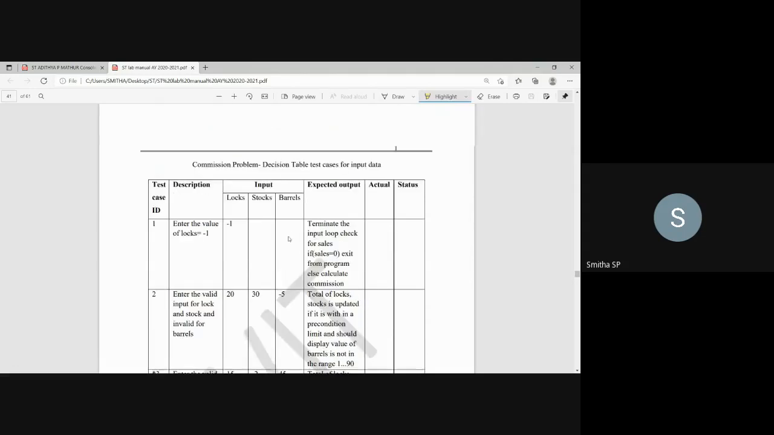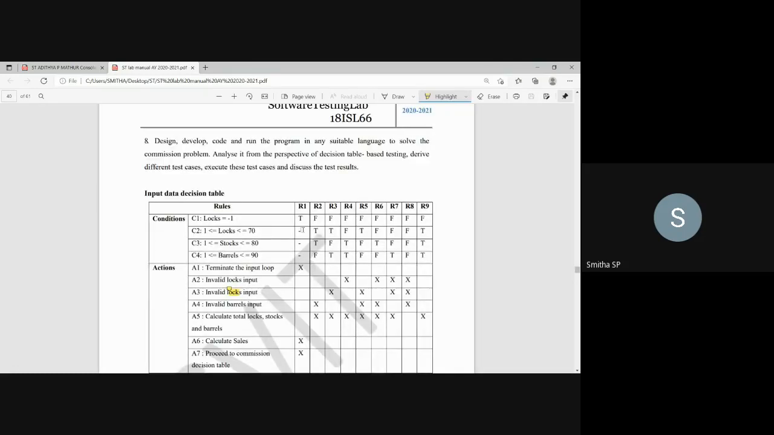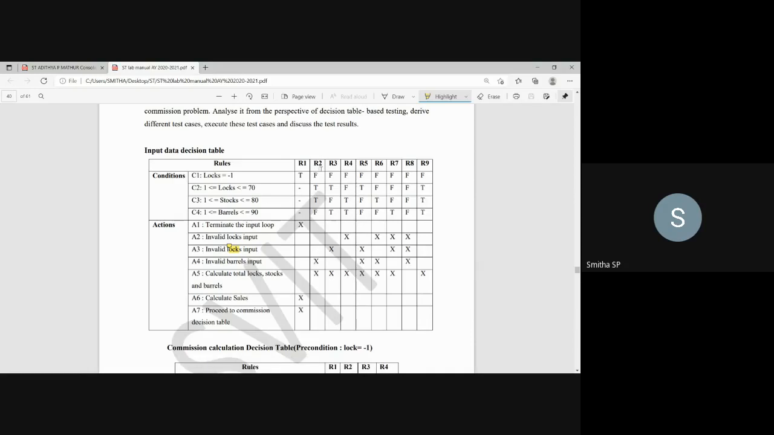So what is the entry you have made in the decision table with respect to rule 2? Here the logs and stocks value is satisfied. Okay, that is within the production limit. You have given the input, and the barrels value is invalid input. For that, the action marked is invalid barrels input. Should you calculate the total log stocks and barrels? No need to calculate here. So actions A4 and A5.